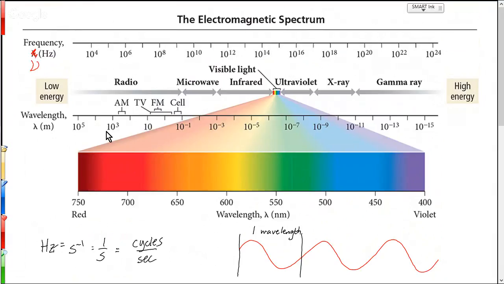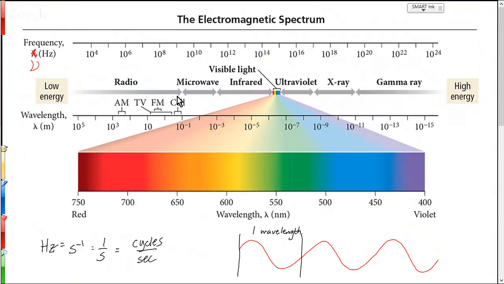And so that means that their frequency is going to be pretty low, relatively speaking. I mean, this light is still really fast, but there are going to be about 10,000 cycles per second going through a particular point. Then as we move up in energy, the wavelength goes down. So the waves are getting shorter and shorter and shorter.